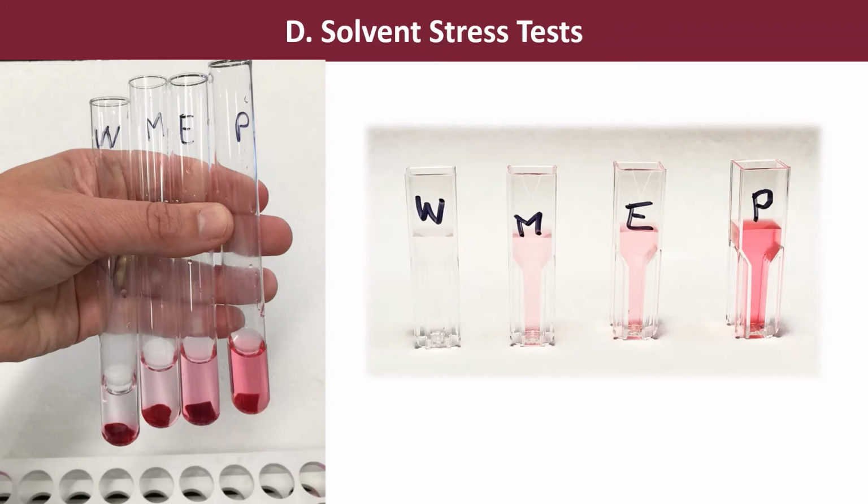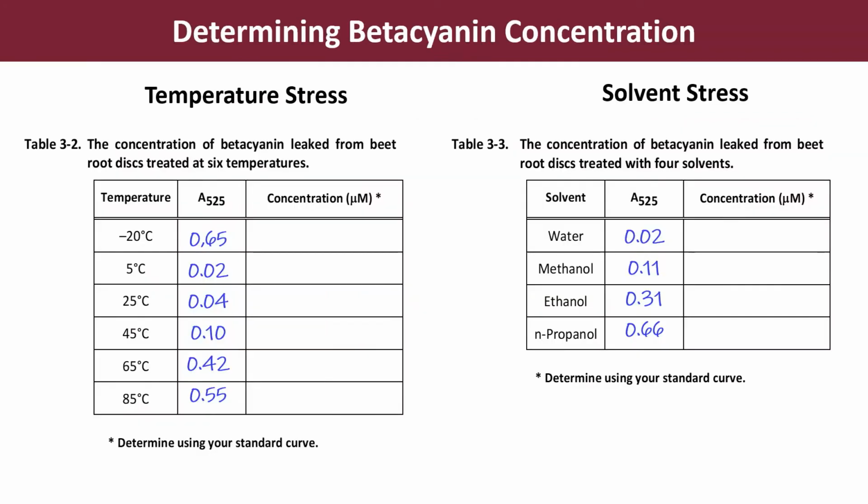Here are the results from our solvent stress test. You can see I have the test tubes there on the left and the cuvettes on the right. So let's take a look at our data and see how we're going to analyze it. Here's our data from the temperature tests and the solvent tests. You may notice that we still have not figured out the concentration of the betacyanin that leaked in each of these different conditions. Remember, I told you earlier that we need to figure out these concentrations using our standard curves. So I'm going to show you how to do that right now.